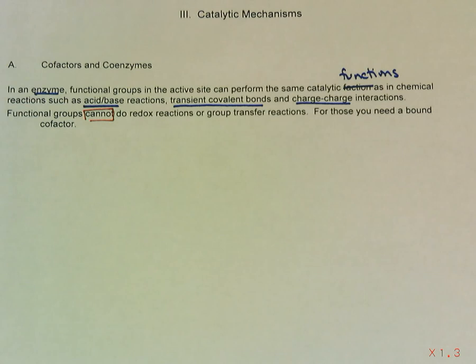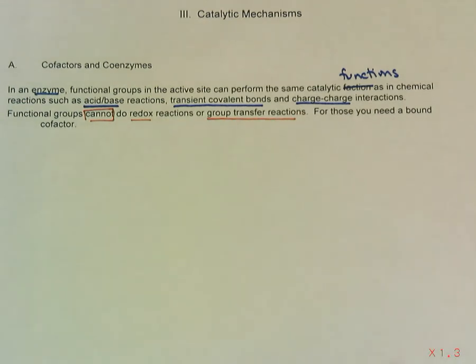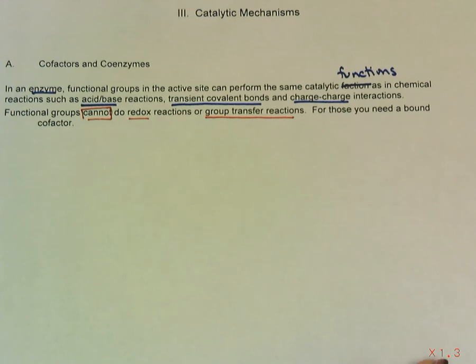The things functional groups cannot do, they cannot do redox reactions or group transfer reactions. And we'll look at the different reasons for all of that. So you cannot do a redox reaction or a group transfer reaction. You need a cofactor to do that. So let's talk about what cofactors are and how you use them and why you would need them.